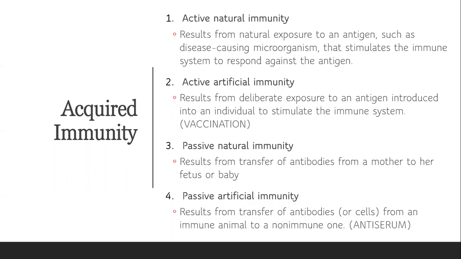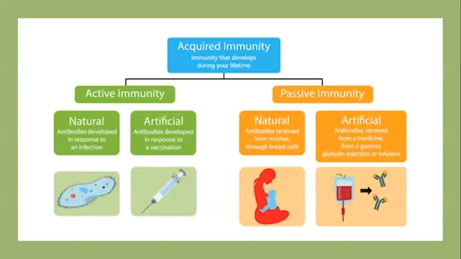So usually it is a killed microorganism or weakened microorganism that is injected into your body to produce an immune response. Then we also have passive natural immunity, wherein it is the result of transferring antibodies from the mother to her baby. And we have the passive artificial immunity, wherein it results from the transfer of antibodies from an immune animal to a non-immune one. An example of this is the anti-serum.